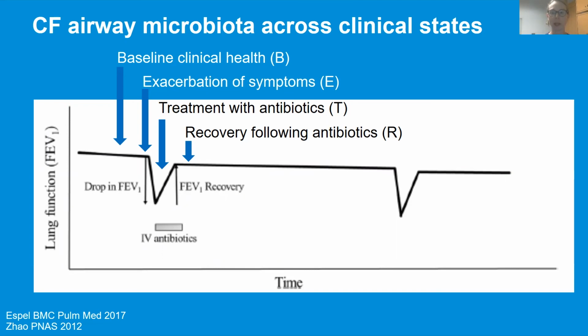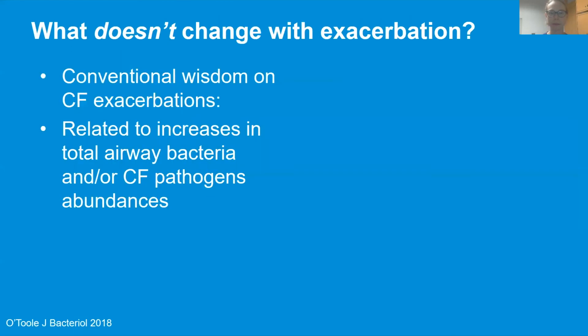And finally, following antibiotic completion, there's a period that I'll call recovery, in which the microbiome is shifting back to a baseline state following the antibiotic course. This is an imperfect classification system, as we know that people with CF frequently have periods of waxing and waning symptoms prior to the formal diagnosis of exacerbation. But it's been a useful framework for culture-independent studies to investigate microbial triggers of CF exacerbations.